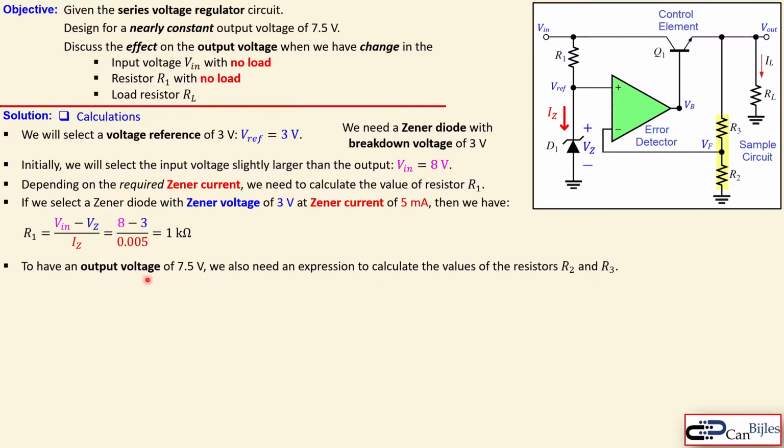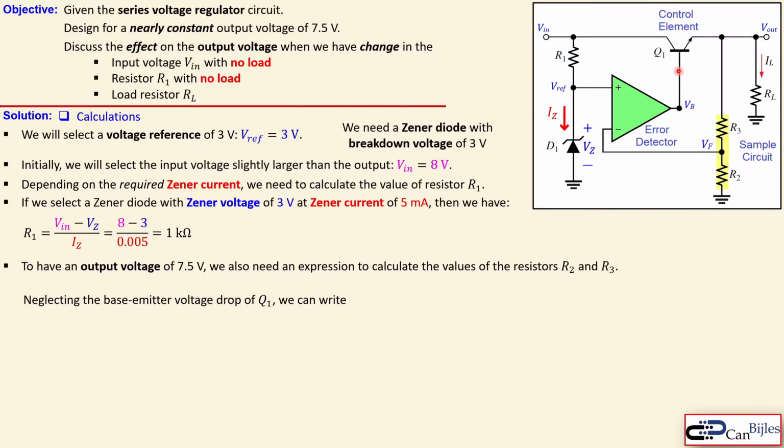Now, to have an output voltage of 7.5 volts, we also need to know what the values of R3 and R2 are. So we need to calculate these values too. Neglecting the base-emitter voltage drop of this transistor Q1, which is approximately 0.7 volts, let's just ignore it for the moment.